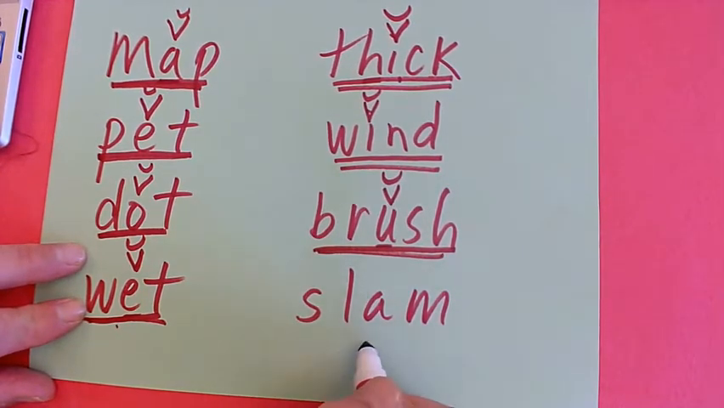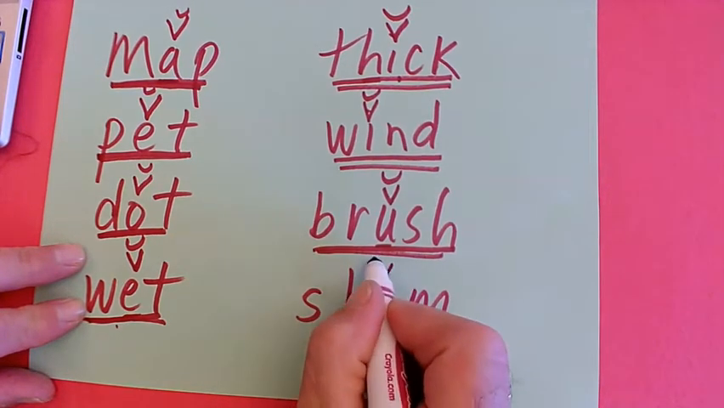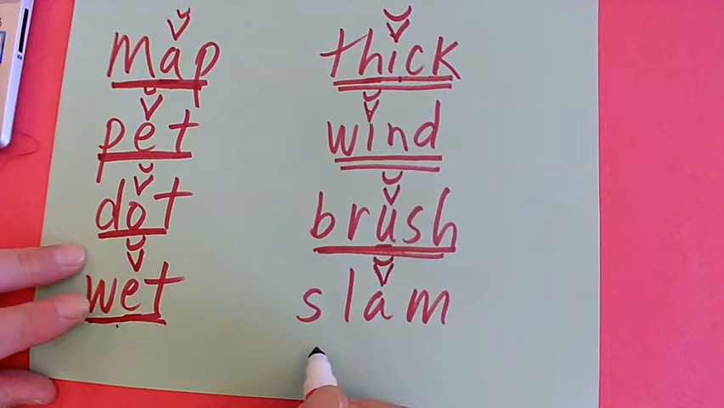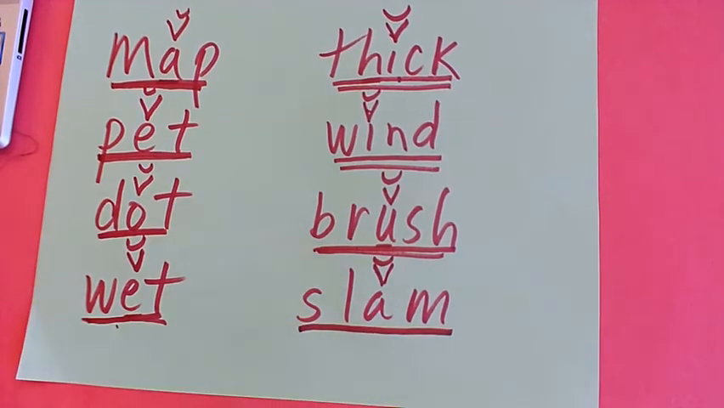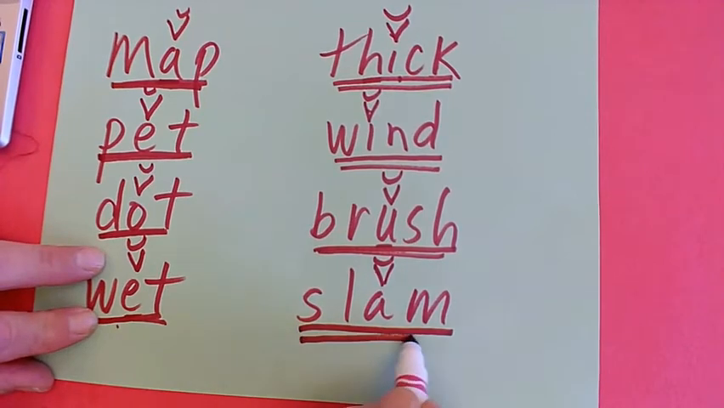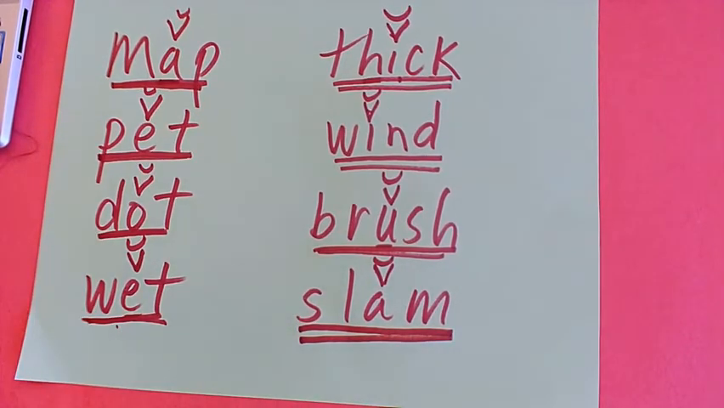Then we look at the last one. How many vowels in that one? Yep, just one. It's the A. A is going to be short. What sounds short A? Yeah. So we put them together. Slam. And that is how easy it is. You just put those letters in order. And you know, because it has one vowel, most likely the vowel is going to be short.